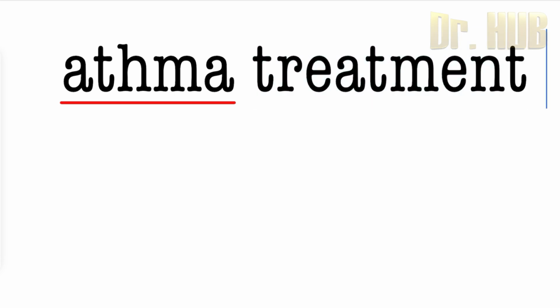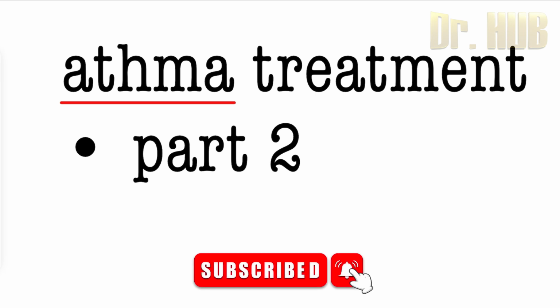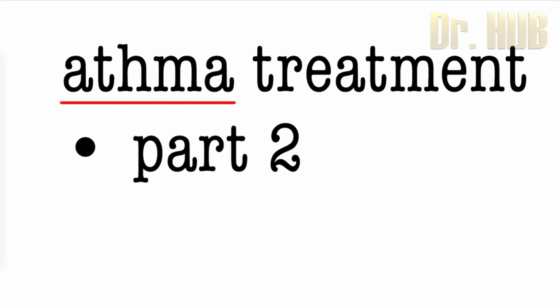Now we look at the asthma treatment. Under the asthma treatment, this is going to be part 2. In part 1, we have already discussed the short-acting beta-2 agonist, the long-acting beta-2 agonist, the short-acting muscarinic antagonist, and the long-acting muscarinic antagonist, and we have discussed the drugs, uses, and side effects. Now we will be continuing with the methylxanthines.